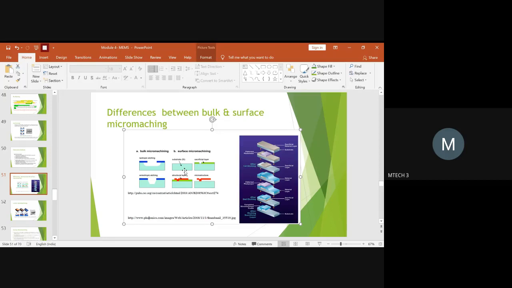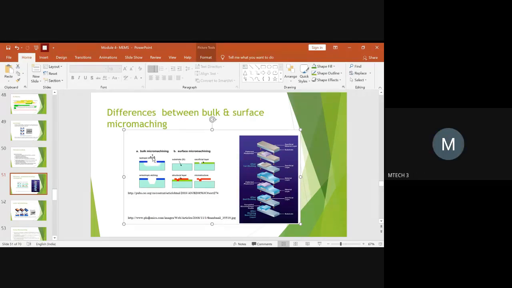Danush? Yes, ma'am. What is the difference you're observing over here? Ma'am, in case of bulk machining, too much material removal is there, ma'am. It is the selective removal of the substrate to produce the related mechanical components, ma'am.